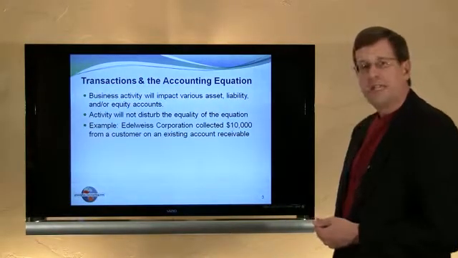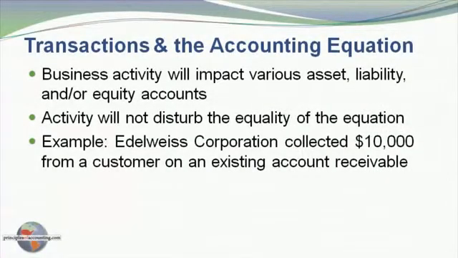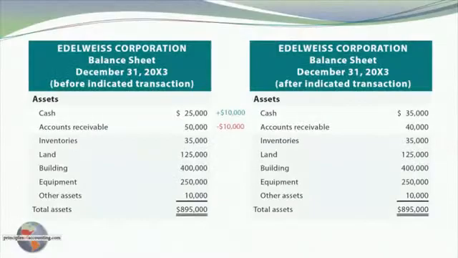The first one is fairly simple. Edelweiss Corporation collects $10,000 on an existing account receivable. An account receivable is an amount that is owed to a company by a customer for goods or services that were provided in the past. So in this particular case, looking at the balance sheet, we can see that cash goes up $10,000 with the collection of the account receivable, and accounts receivable goes down $10,000.